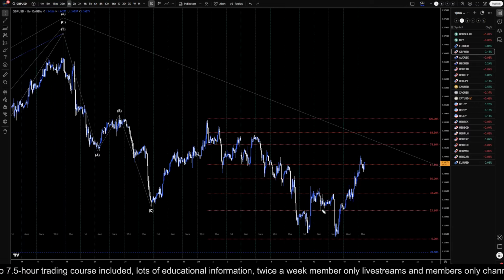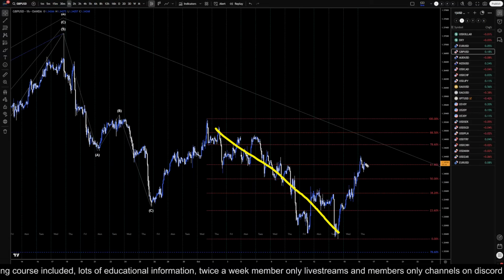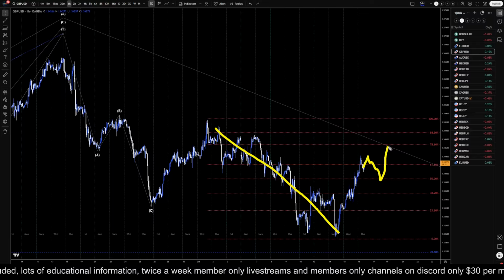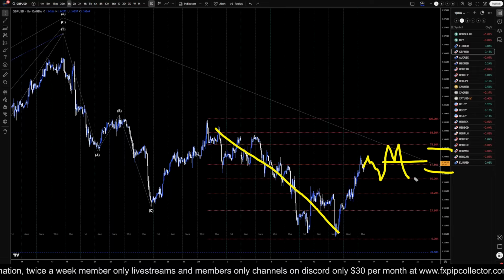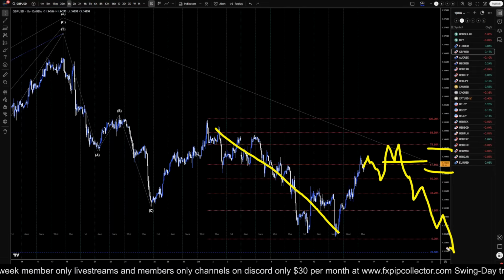If it really is just a pullback to this last wave down and it is going to make a lower high, then most likely it will make like a double top at one of these fib levels, break structure to the downside, confirming that the market is trying to push back down. So right now, I probably would be recommending longs.